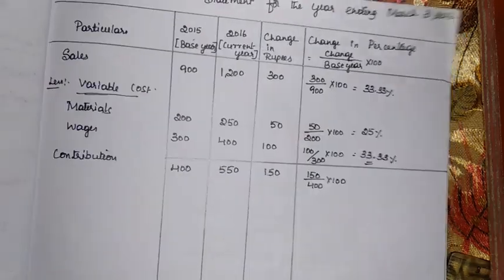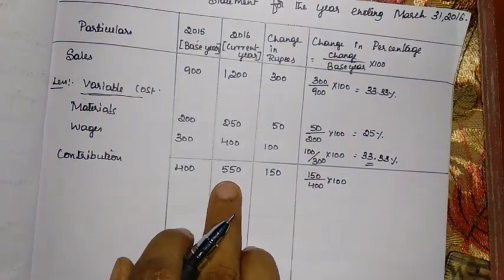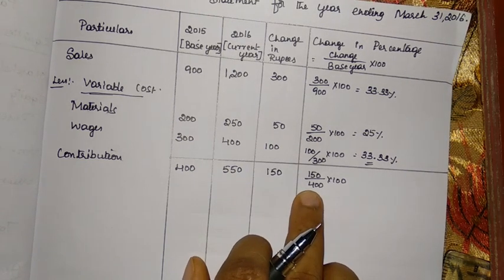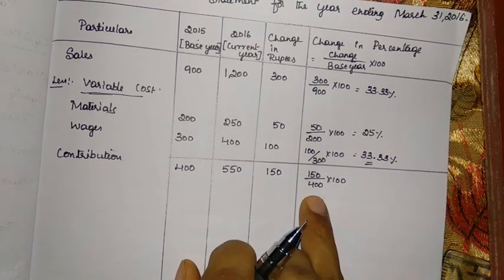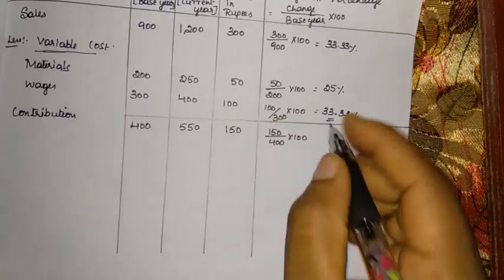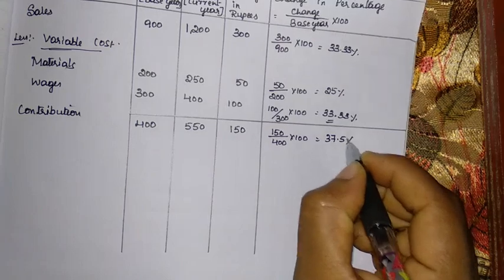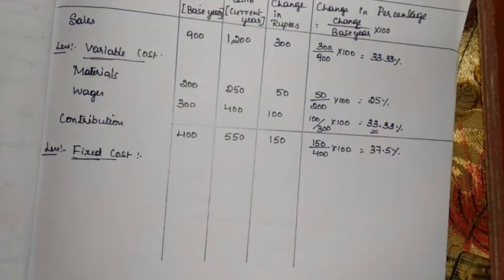So sales minus variable cost, the answer is called contribution. So contribution is 400 in the base year, 550 in the current year, and 150 is the change in rupees. So 150 divided by 400, in percentage is 37.5%.